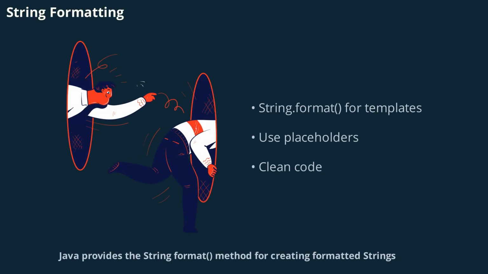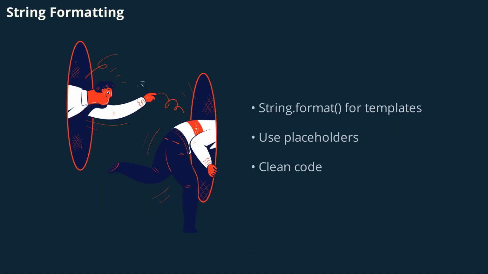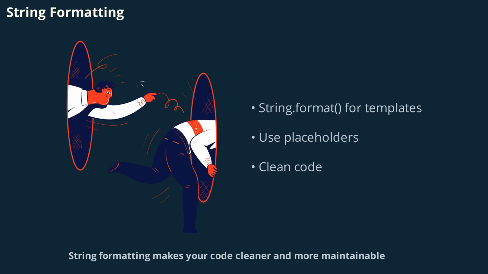Java provides the String.format method for creating formatted strings. You can use placeholders like %s for strings or %d for integers to build complex outputs. This is especially useful for generating reports, logs, or user messages with dynamic content. String formatting makes your code cleaner and more maintainable.